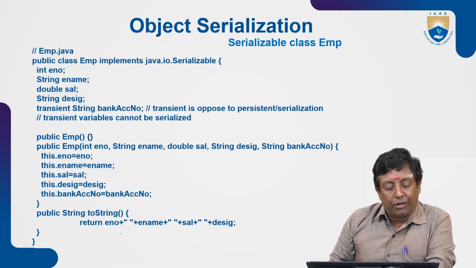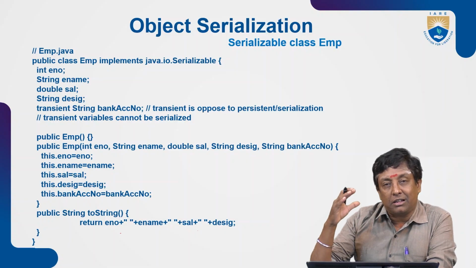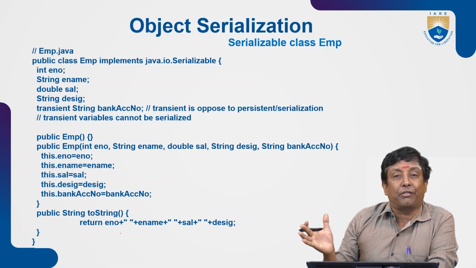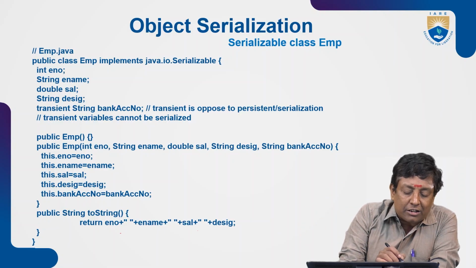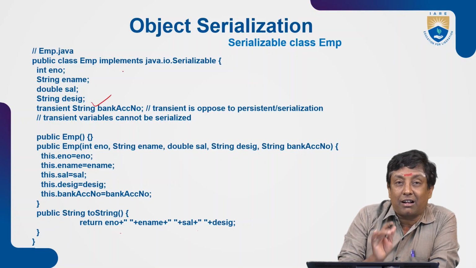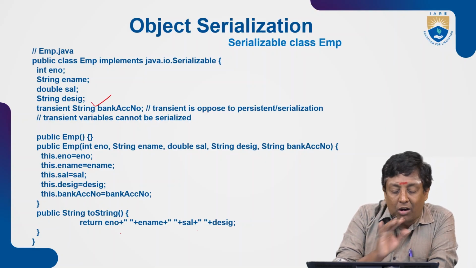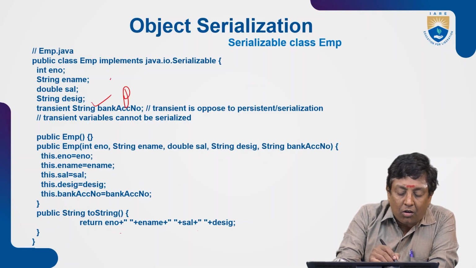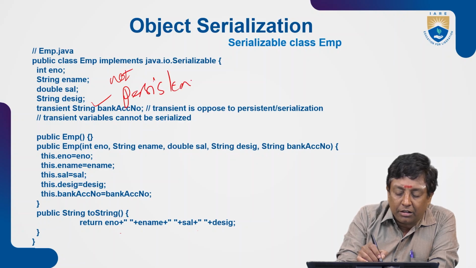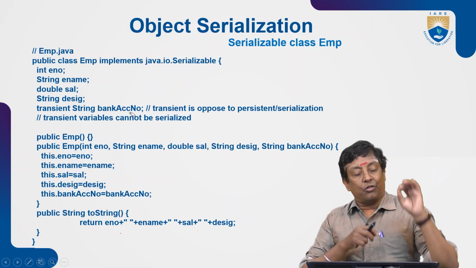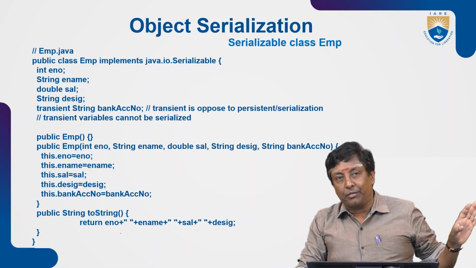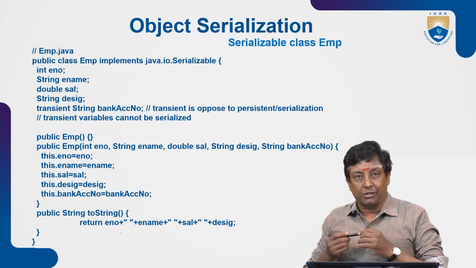If any variables in an object should be excluded from serialization, you declare such variables as transient. Transient means not persistent. You declare variables as transient so that those transient variables are excluded from the object serialization.